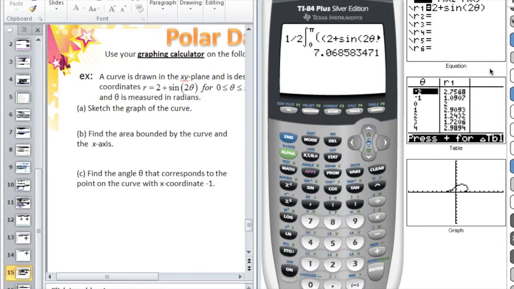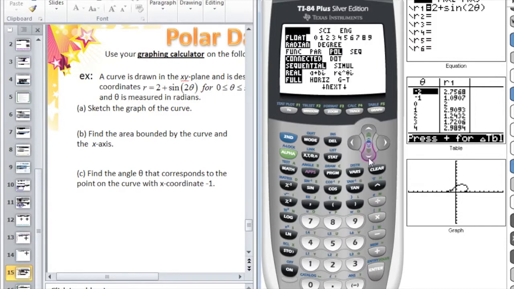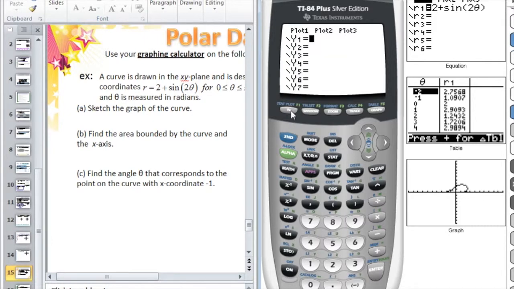The polar mode is quite limited on the number of things that it will do for you as far as calculations. It won't do integration for you. It won't do intersections. It won't do quite a few things. So I actually need to go back to function mode just so that I can use my solver. That's how I solve. And then we go to y equals.